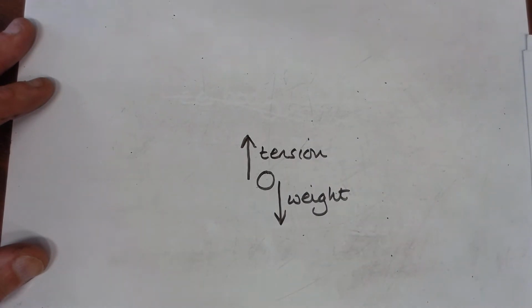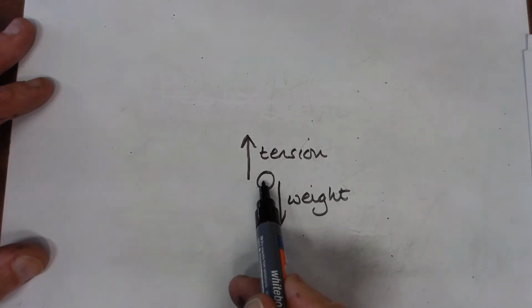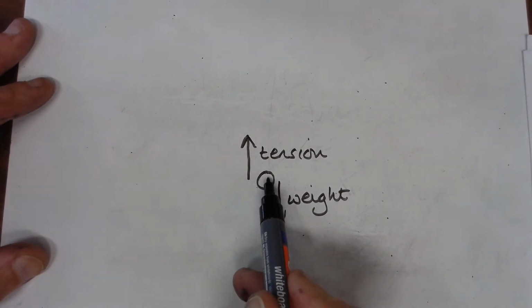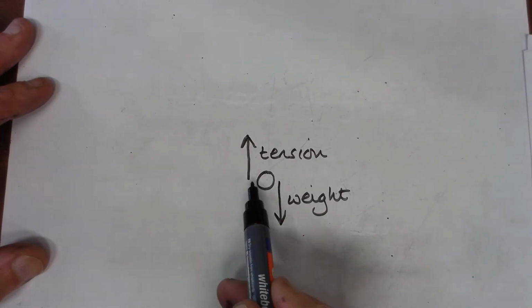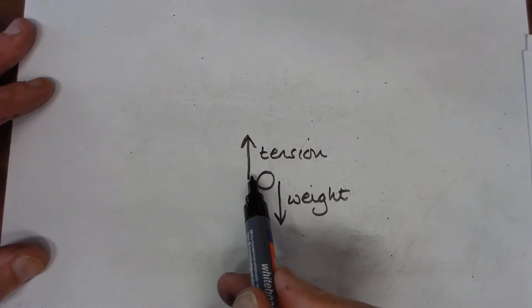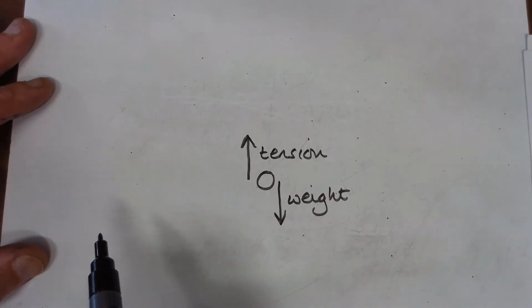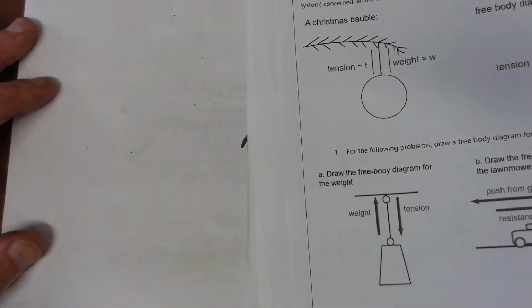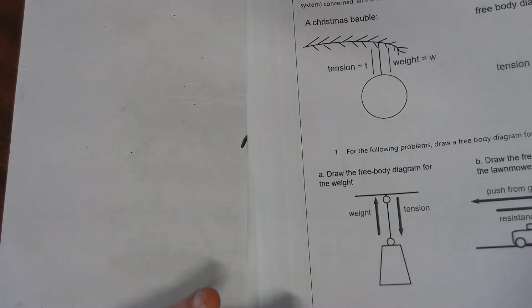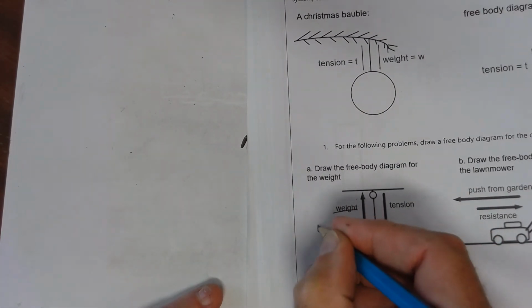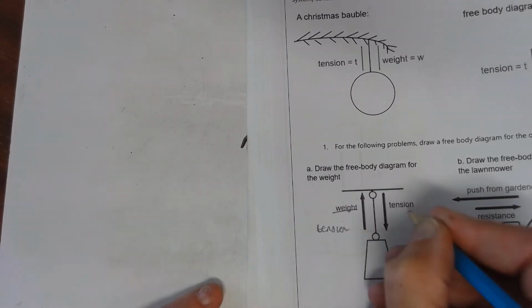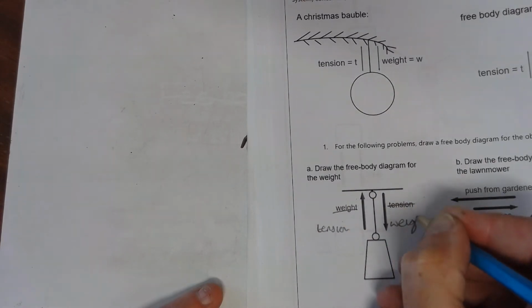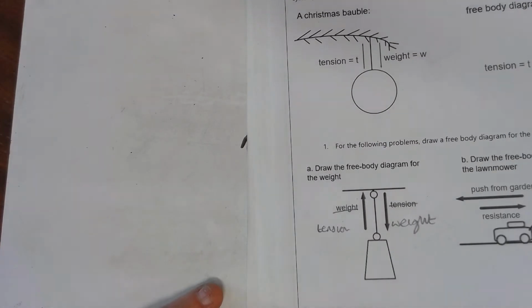is acting on the string. Okay, so there's a tension force. Remember, we're talking about the mass or the weight. So it has weight, the force acting down. There's a tension force acting upwards. Okay, so apologies for the diagram. This diagram is actually wrong. I'm going to just correct that. This is the tension force. And this is the weight.